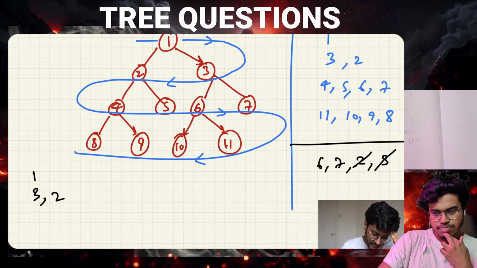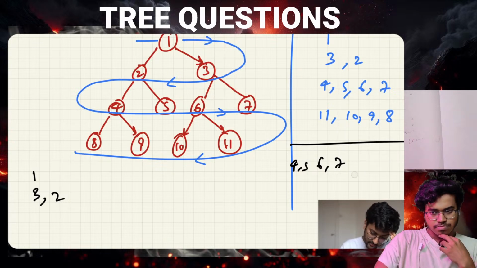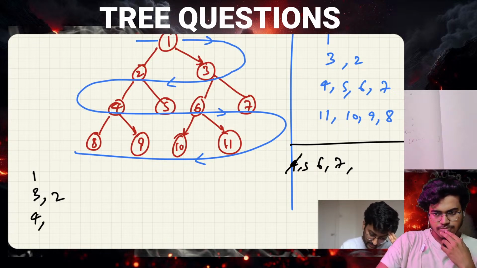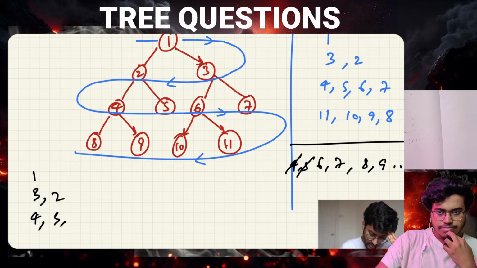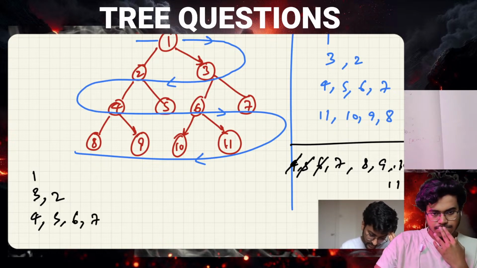Then 2 will be removed and printed, and I will add 4 and 5 here. Now I'm in the regular order again, so I will remove 4 normally, 4 printed, I will add 8 and 9, and so on and so forth. 5 removed, I will add nothing. 6 removed, I will add 10 and 11. 7 removed, I will add nothing.